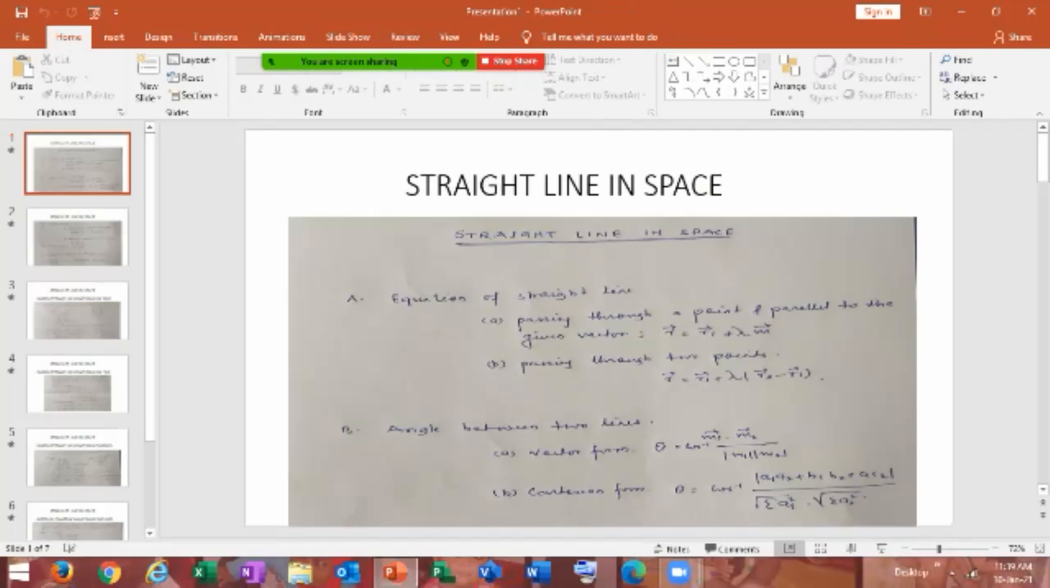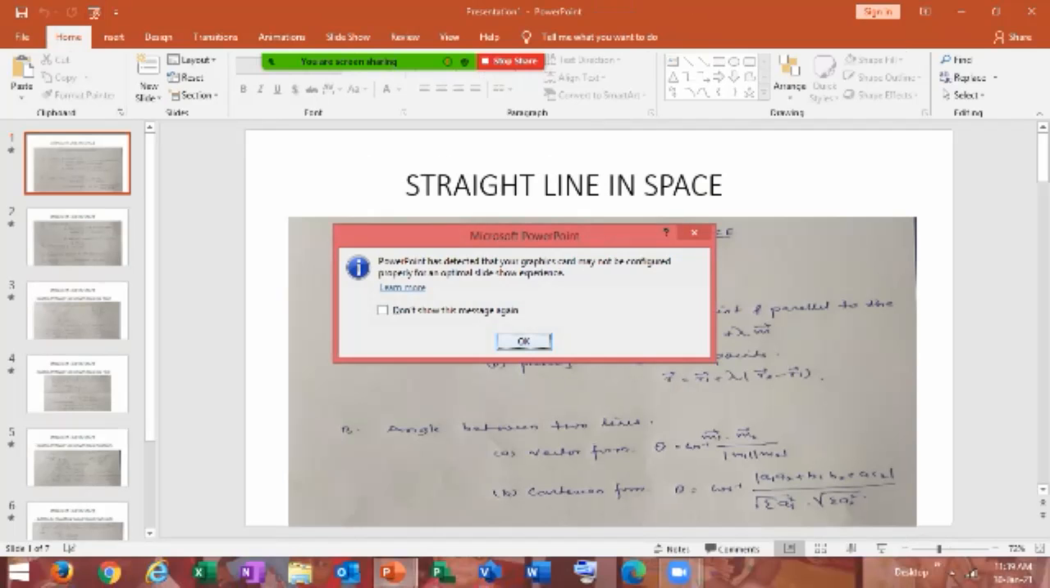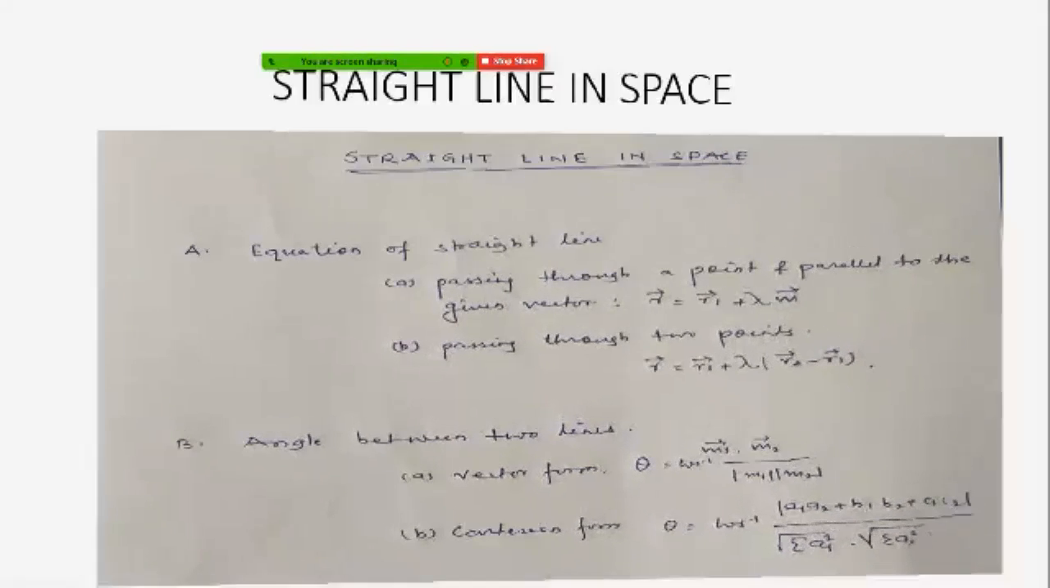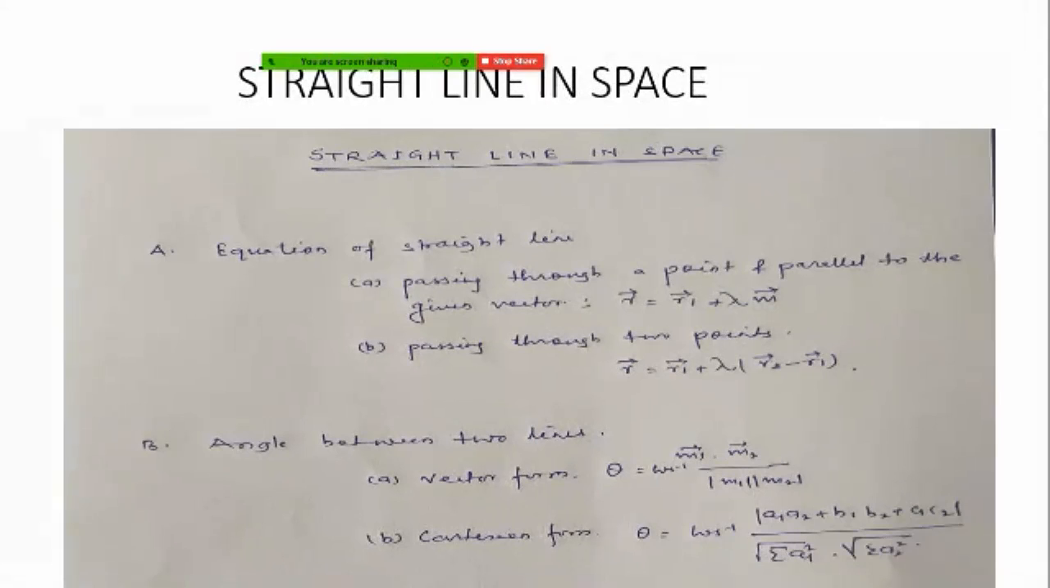Here the topic is straight line in space. The content that we will study in it is the equation of a straight line passing through a point and parallel to a given vector, and it will be vector r equals vector r1 plus lambda vector m. The second equation of a straight line passes through two points, and it will be vector r equals vector r1 plus lambda within bracket vector r2 minus r1.